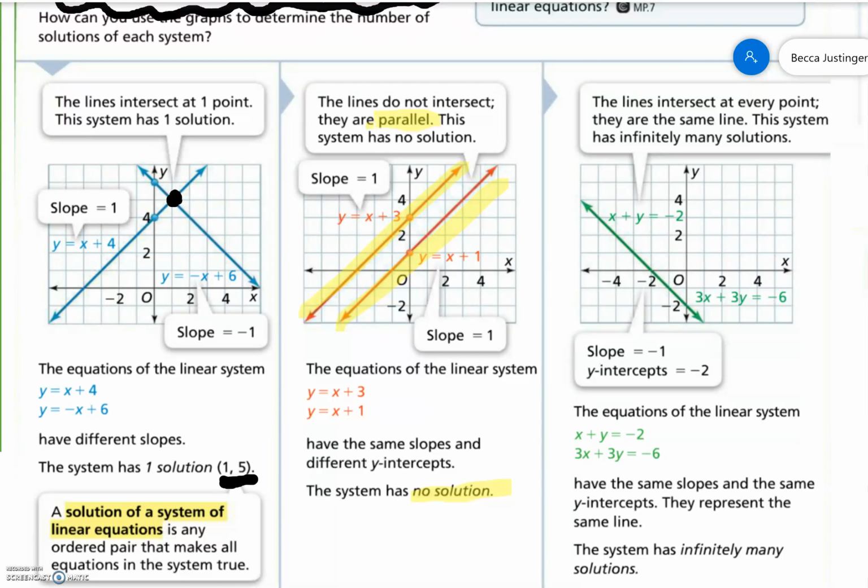And then these lines are the exact same line. There's 2 lines here, even though it only looks like one. There's x plus y equals -2 and 3x plus 3y equals -6. So they intersect at every single point. That means they have infinitely many solutions. So our options are if they would have one solution, no solution, or infinitely many solutions.